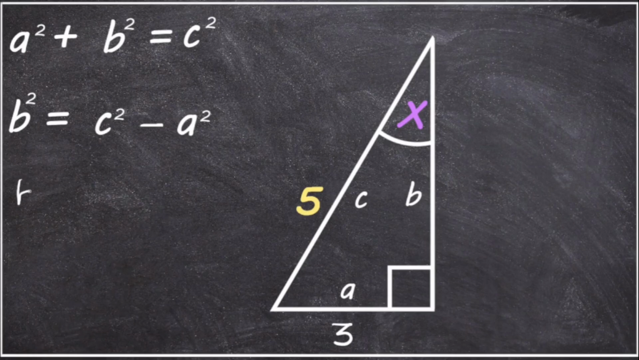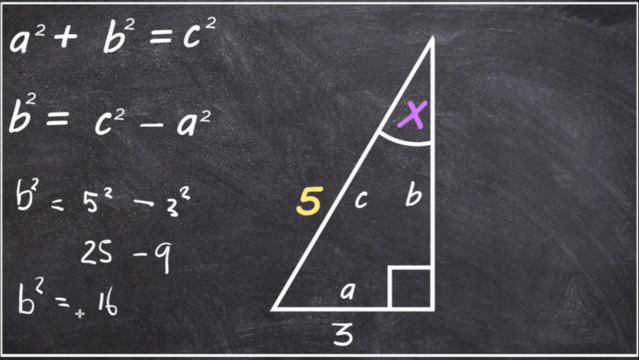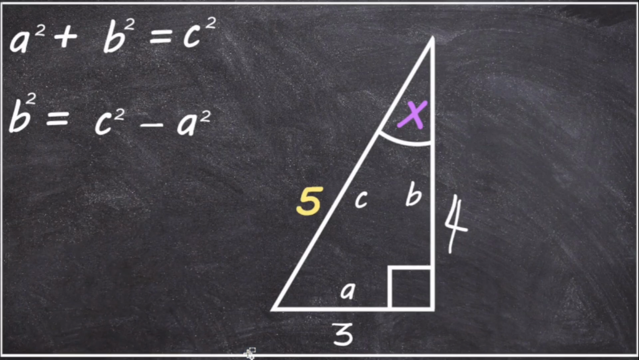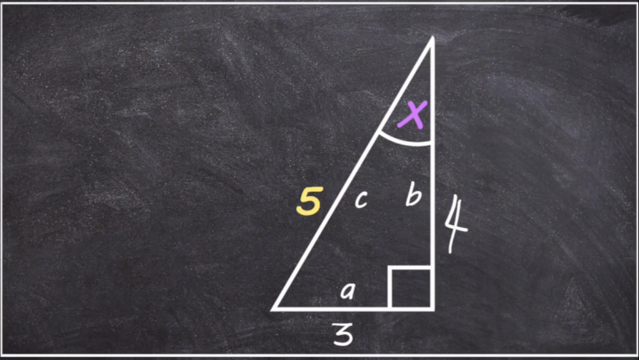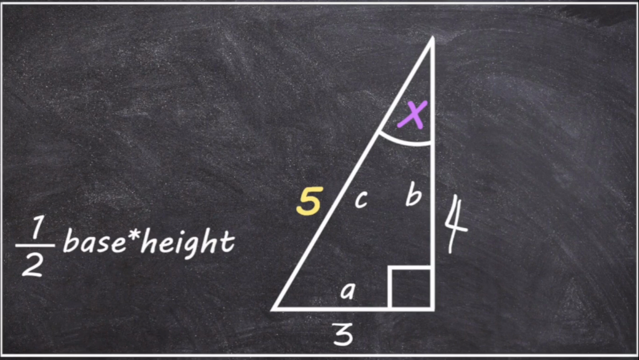So we have b squared equals c squared. Well, c is 5, so that's 5 squared, minus a squared, and a is 3. 5 squared is 25, and 3 squared is 9, and 25 minus 9 is 16. So b squared equals 16, and if you take the square root of that, that means that b equals 4. And that means that the height of the triangle has the value of 4. And now that we have both the base and the height of the triangle, we can go back to using the formula for the area of a triangle, which is half base times height.